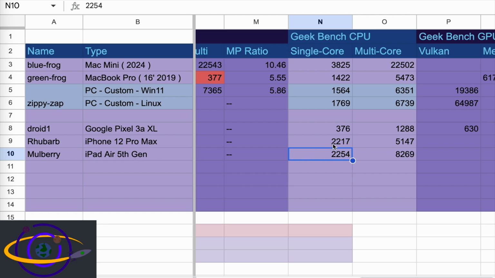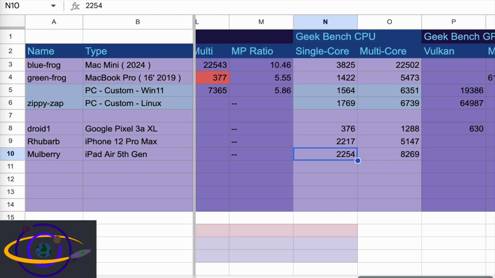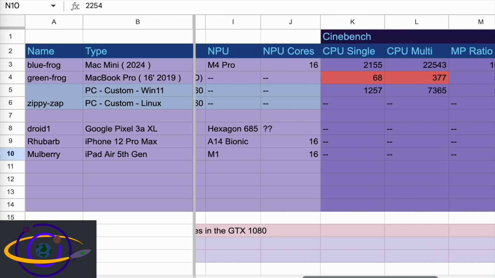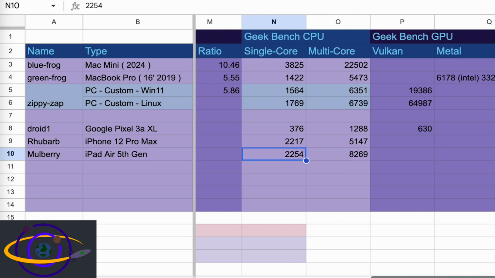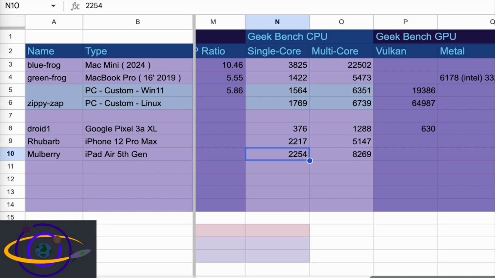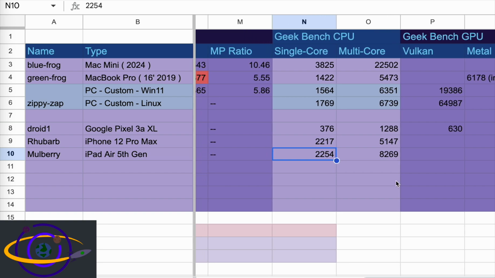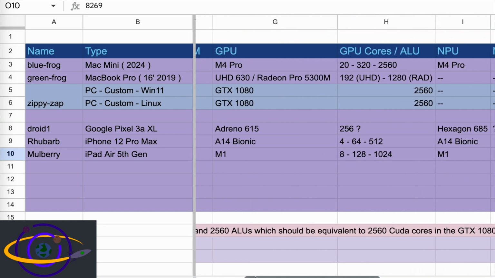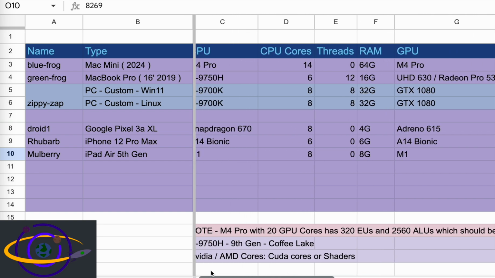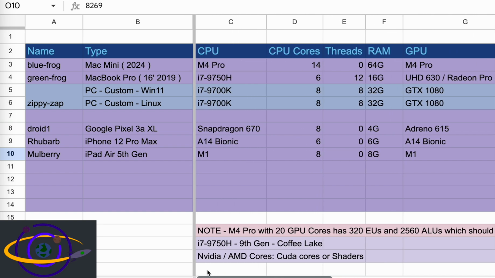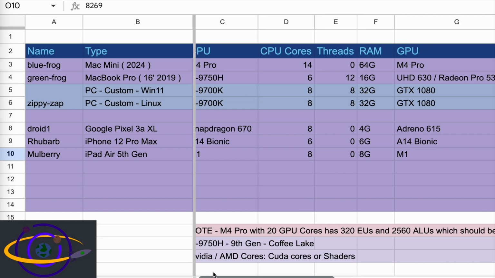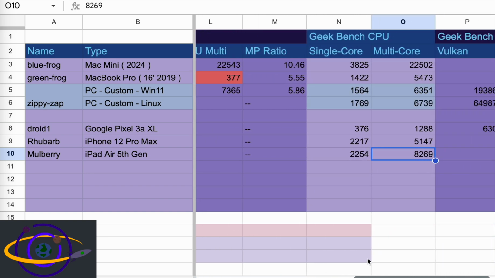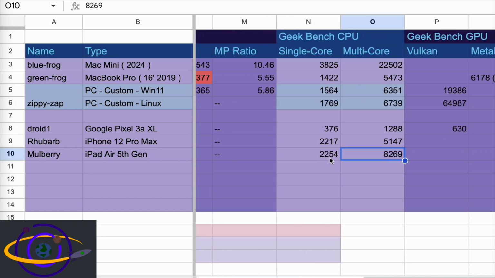So M1 versus the A14 Bionic. They seem to be vaguely equivalent. Now you're going to see higher performance in the multi-core, so the M1 is better for multi-core results. We have two more cores on the M1, but in any case, yes, single core, they were about equivalent.